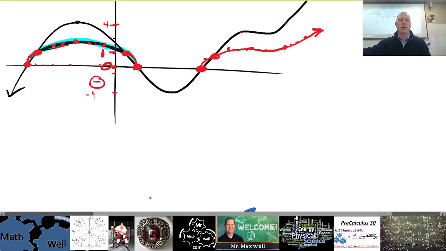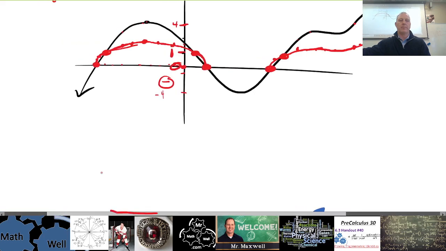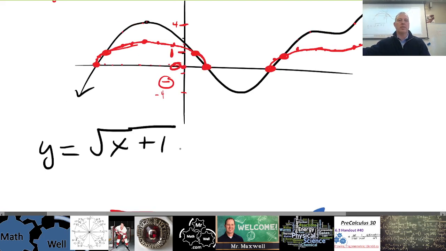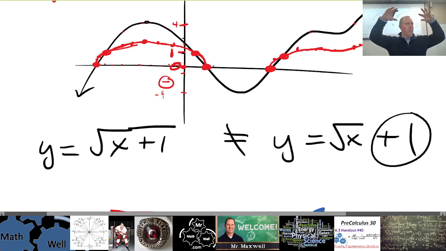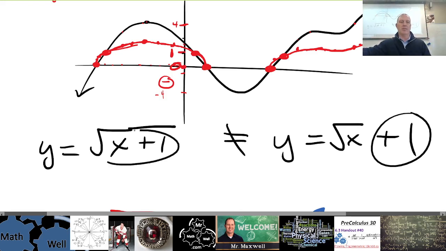So if it's square root of x plus 1, with the plus 1 inside the square root sign, watch carefully, this is different than the plus 1 outside. This one is outside, so the whole structure is moved up. But here, the original structure is moved left, and then you take the square root. So when everything is under the radical, you go to your x-intercepts and your y equals 1s, and plot those invariant points.